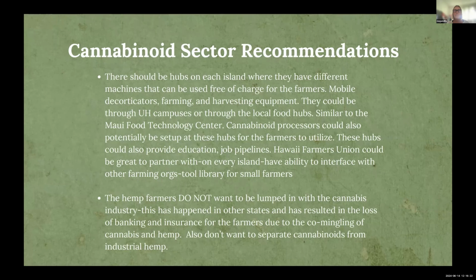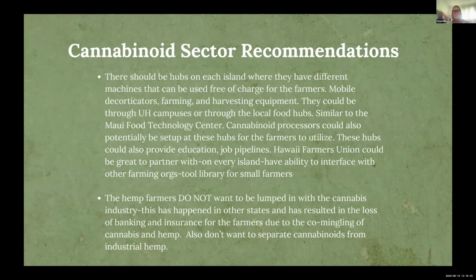The hubs could also help provide education and job pipelines. Hawaii Farmers Union could be a great partner. On every island, they've got the ability to interface with other farming organizations. So it'd be just great to have these hubs that have a tool library for the small farmers to access, so they don't have to outlay so much money on that kind of stuff.